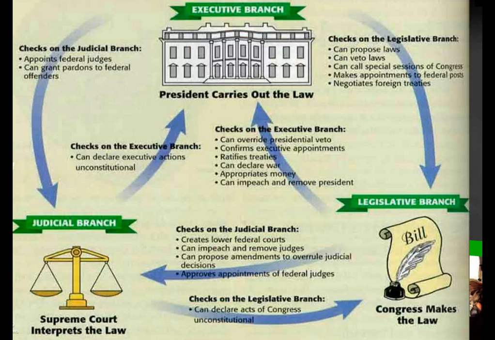Which brings us to this. And you may want to pause this screen so you can take in everything that's going on here. But this is what we call the checks and balances. In our government, no one branch has more power or authority over the other two branches.